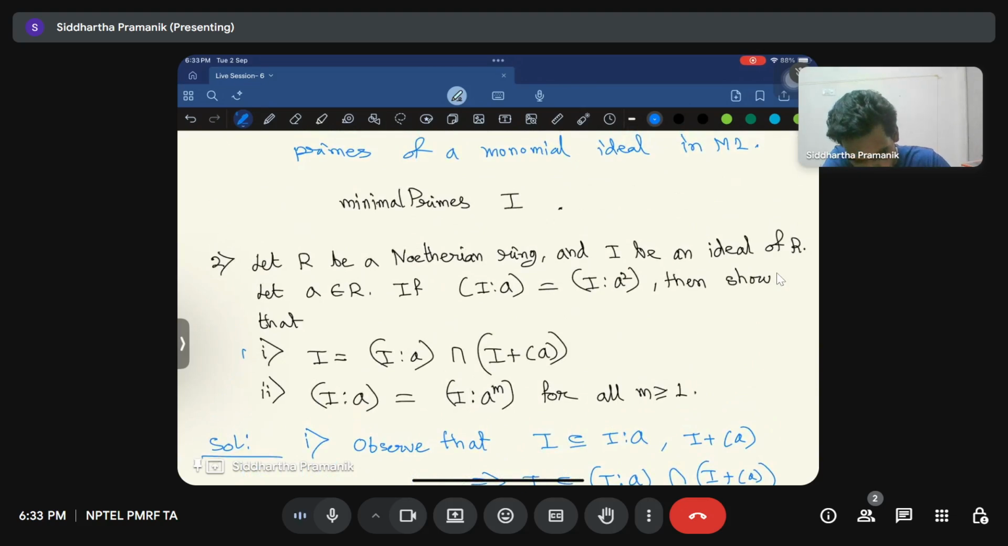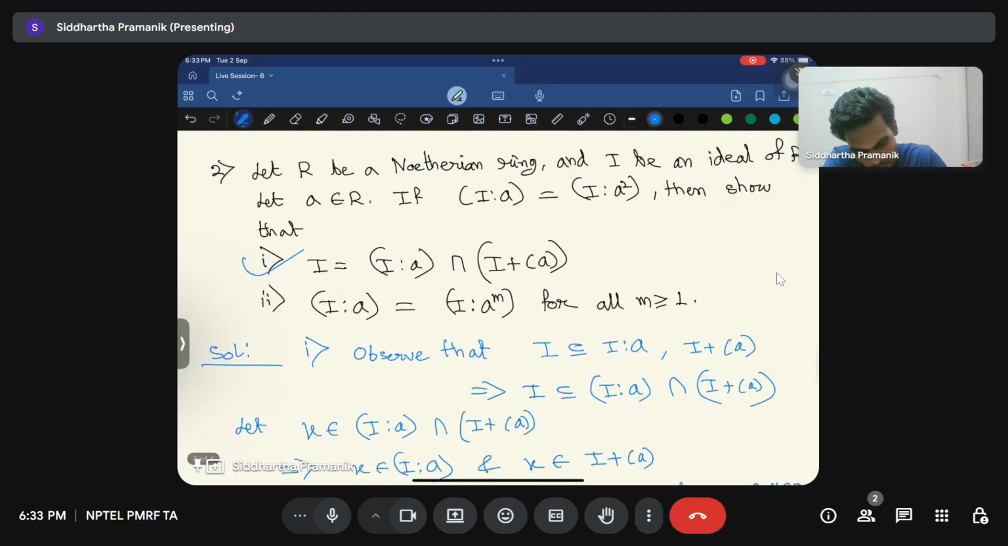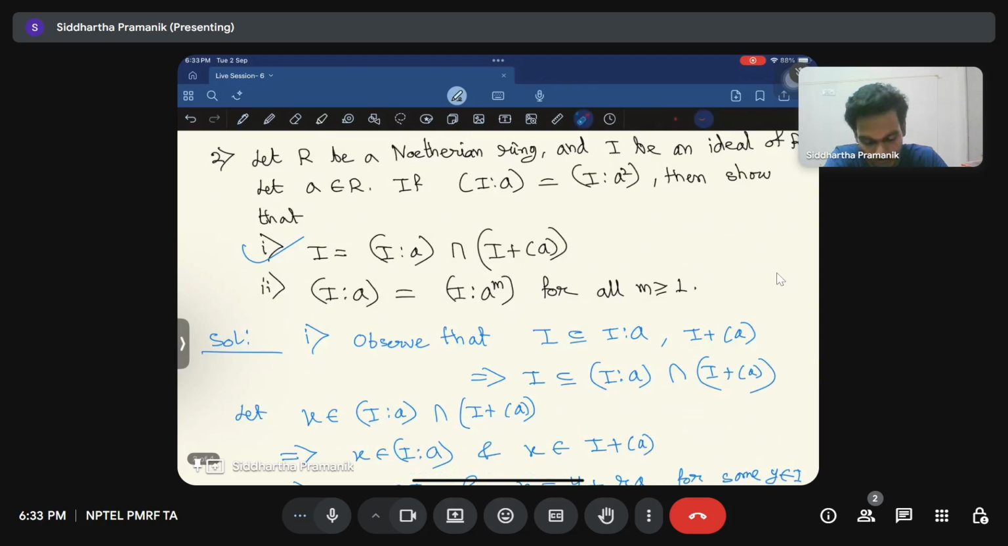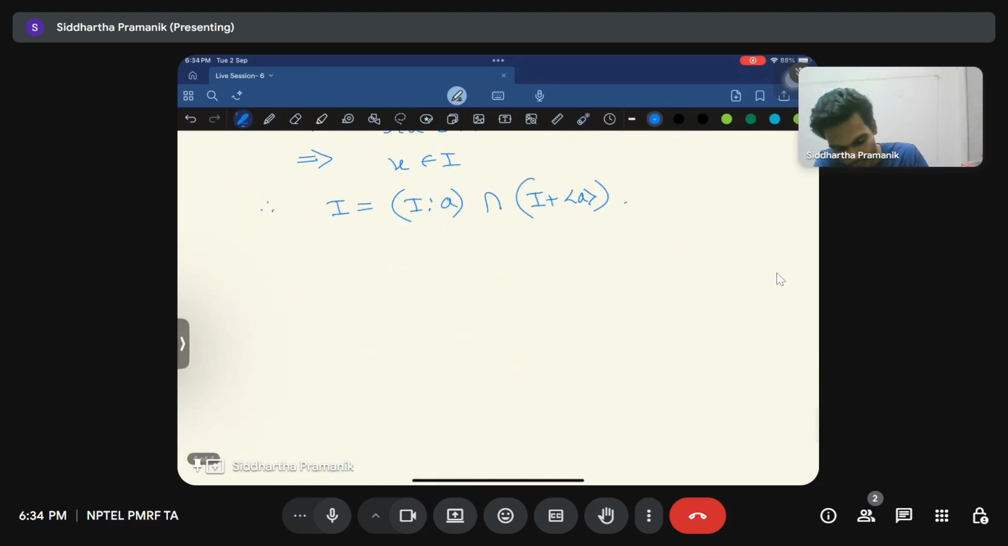So we have proved the first part. Now the second part. We have to prove that if we take I colon A power m, then that has to be equal with I colon A for whatever positive integer m. And we have to use this fact.